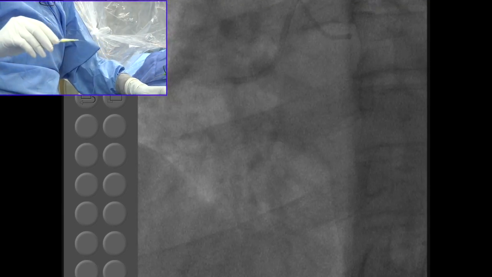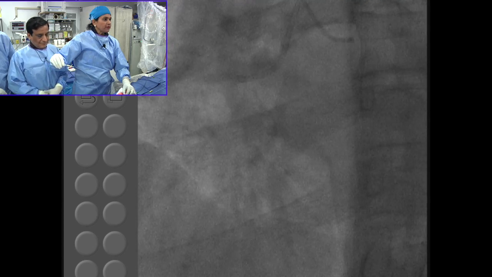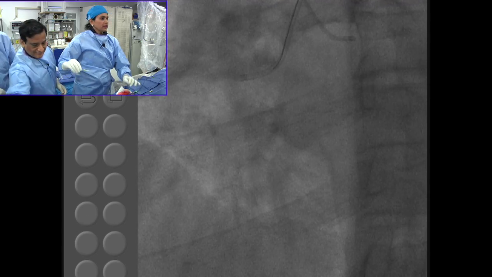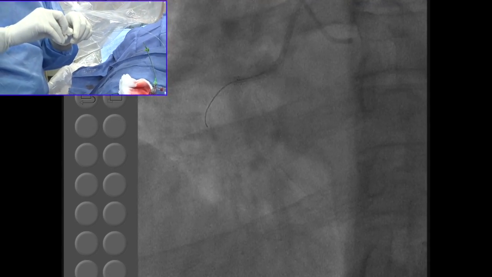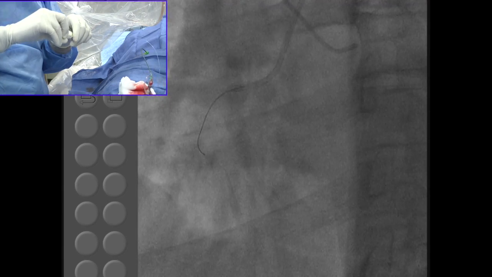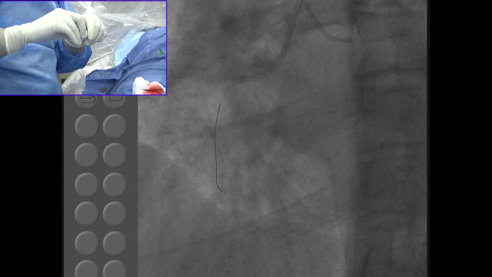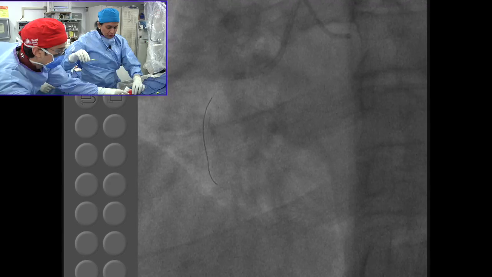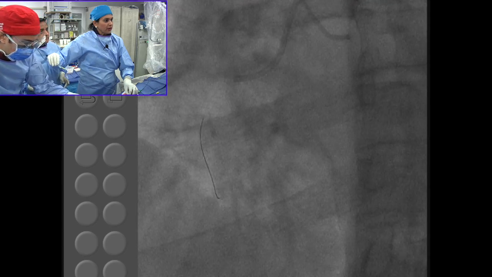Our center and one other center were the first to complete the 50 enrollment. The FDA allowed only 50 cases per site. We could have done more, but they limited us. This is the whole concept of the micro channels, using the Fielder XT. The tip is tapered, going down to 0.009 with the Fielder XT, but you can always try the regular Fielder first.